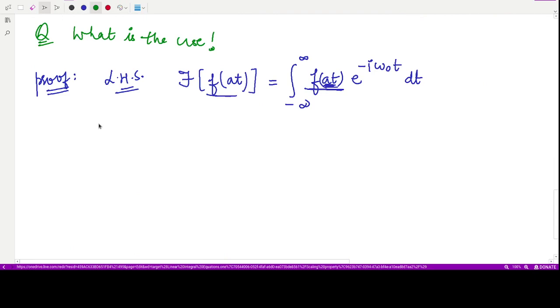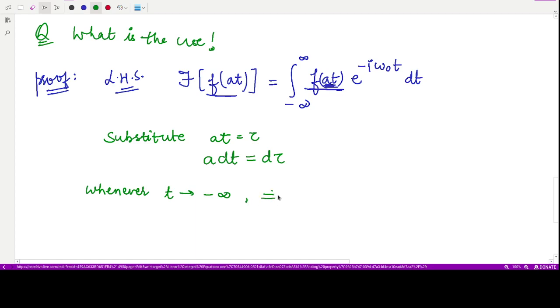So what I can do here is substitute this a t as some other variable, say tau, so that when you differentiate it, since a is constant, its derivative would only be with respect to t. And moreover, the limits: whenever t approaches minus infinity, tau also approaches minus infinity according to this relation, and whenever t approaches plus infinity, tau also approaches plus infinity. So the limits are going to remain the same over here.